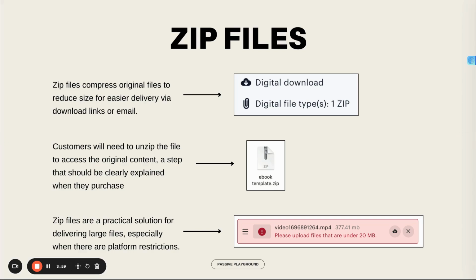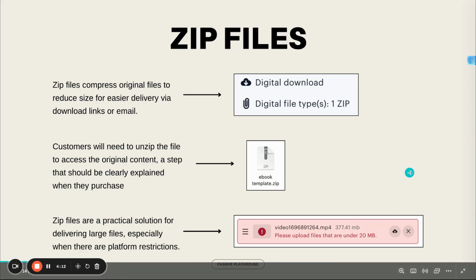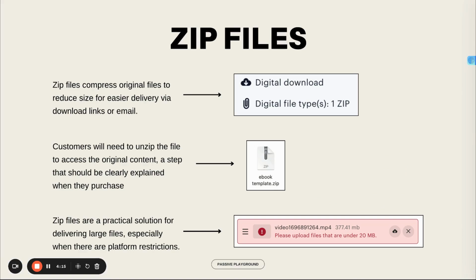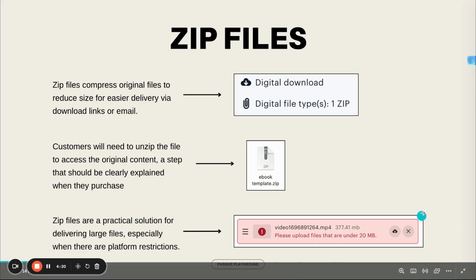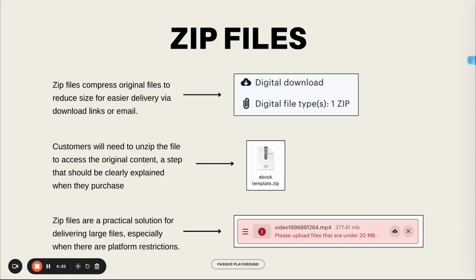Also, zip files are a practical solution for delivering large files, especially when there are platform restrictions. So for example, this image right here that I have for you is an image from Etsy. Etsy allows you 20 megabytes. Anything after that is going to give you this red sign that you exceeded the capacity of what Etsy gives you. So you need to compress that file. You need to zip it in order for it to be less. Sometimes though, you do zip it and it's still too big. That's when you put it in a Google Drive or a Dropbox, and we're going to talk about that later.